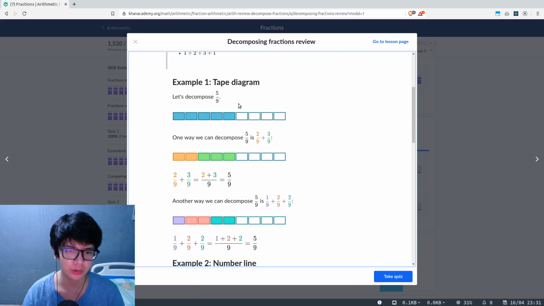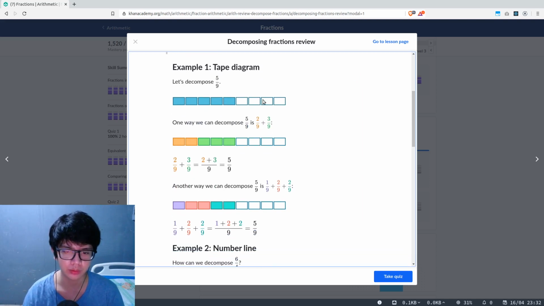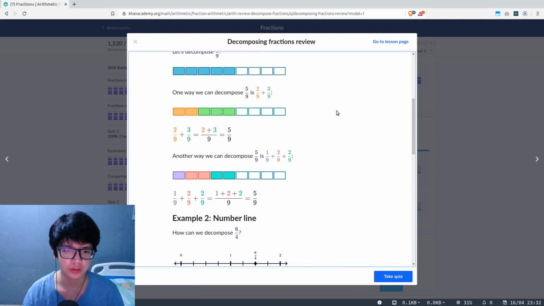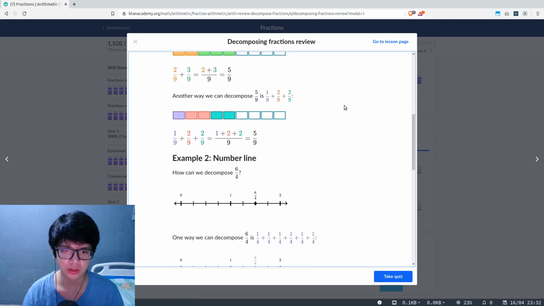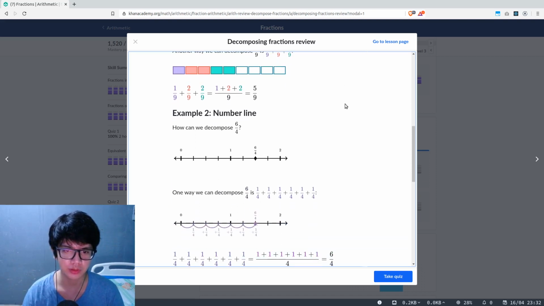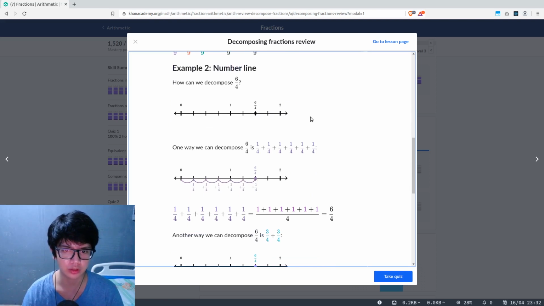Tape diagram. Let's decompose 5 ninths. One way we can decompose 5 ninths is 2 ninths plus 3 ninths. 2 ninths plus 3 ninths equals 2 plus 3 ninths, which is 5 ninths. Another way we can decompose it is 1 ninth, 2 ninths, and 2 ninths. Examples, number line. How can we decompose 6 fourths?